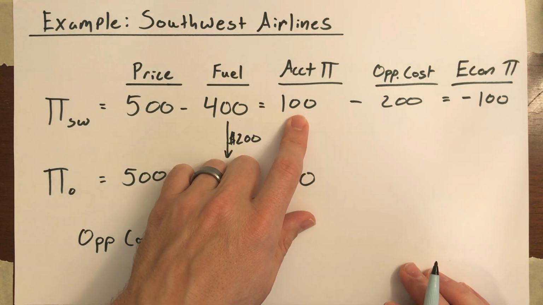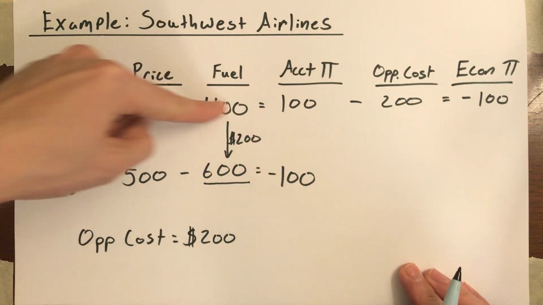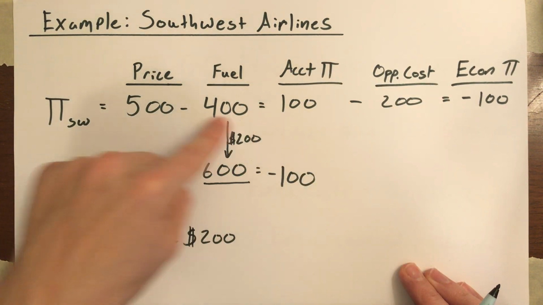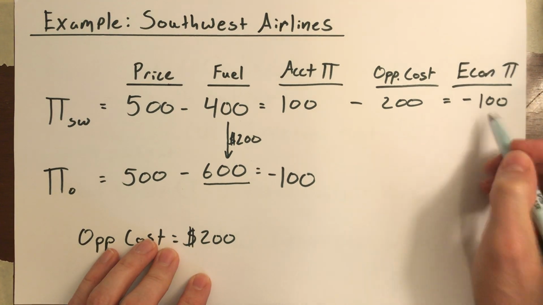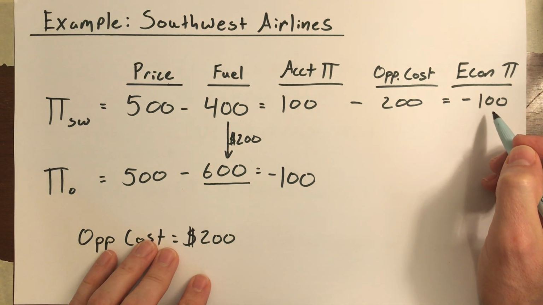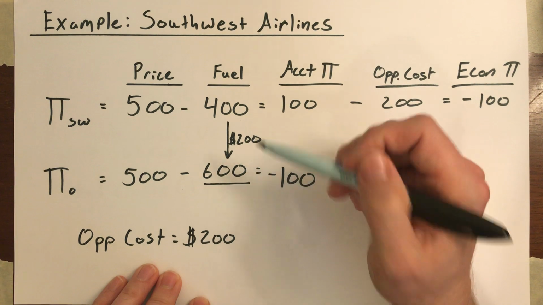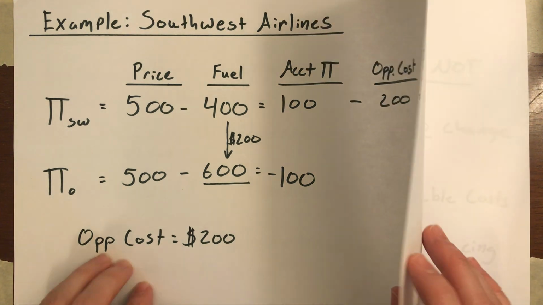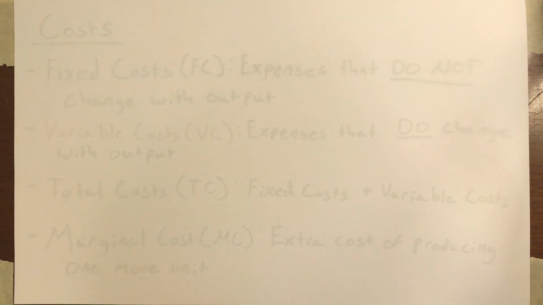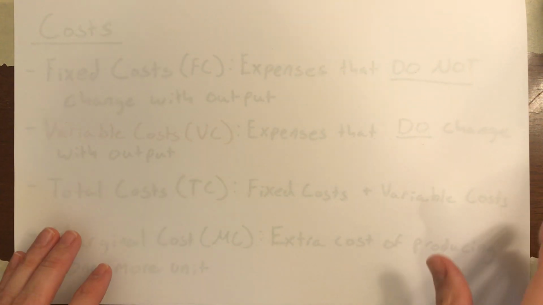It's minus $100. So this analysis, the economist would tell you, look, don't fly that flight because you're losing $100 in economic profit every time you take off between Los Angeles and Seattle. Why are you losing that $100 in profit? Because you could be doing something more profitable with that same fuel. So in this case, that opportunity cost is not obvious, but it is important. It's something that Southwest Airlines should be taking account of.